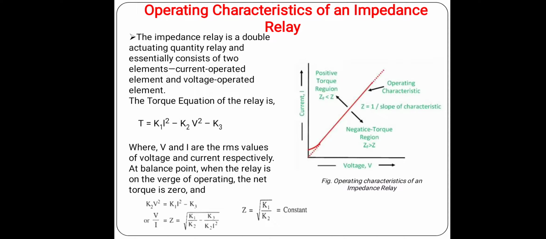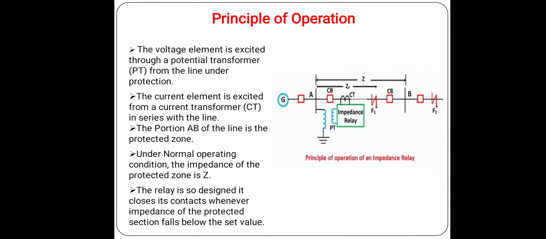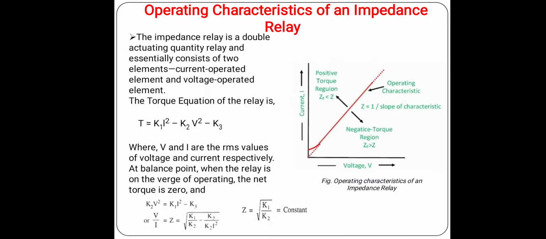But we will neglect the effect of the control spring, that means we will consider K3 equal to 0, because the effect of the spring is noticeable only at current magnitudes well below those normally encountered. So in this case we will consider the spring effect equal to 0, that means K3 equal to 0. Then after further simplification of this mathematical expression, when we put K3 equal to 0, Z is equal to root under K1 upon K2, that means Z, which is the preset value of this protected section, depends on the value of the constants K1 and K2.